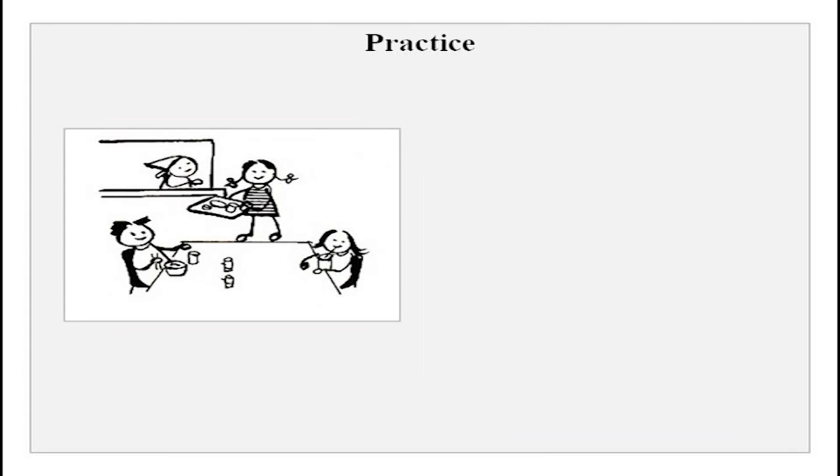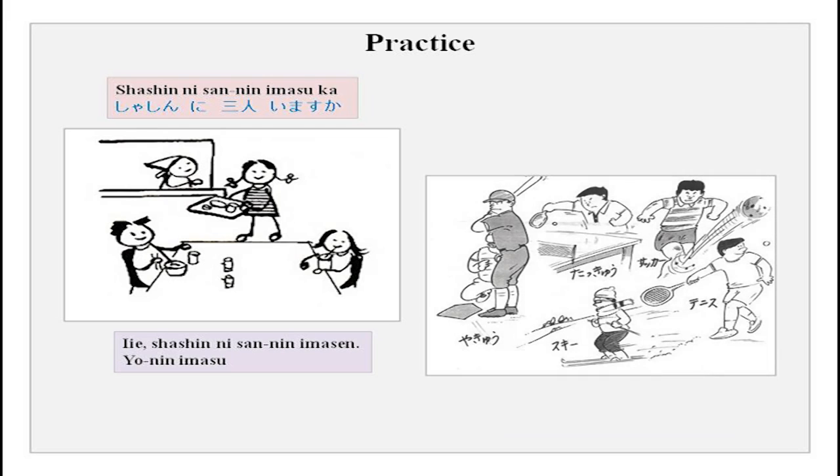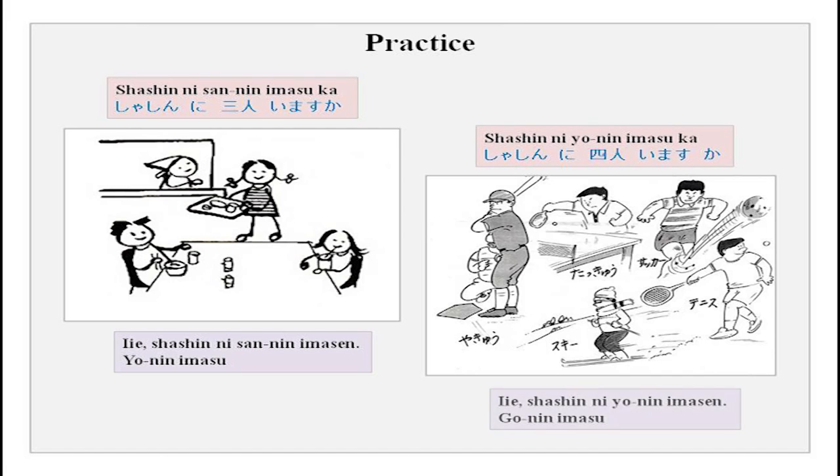Now, what do we have over here? Now, you can ask like this, shashin ni san nin imasu ka? Iie, shashin ni san nin imasen, yonin imasu. Look at this picture, shashin ni yonin imasu ka? Iie, shashin ni yonin imasen, gonin imasu. So, instead of nan nin, you can also use the number and ask how many people are there.